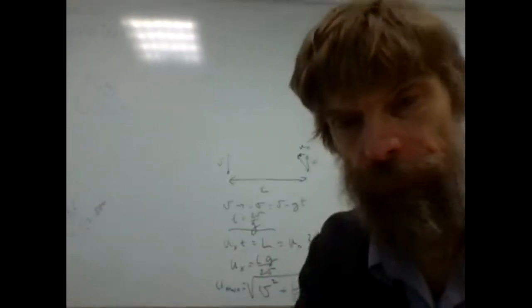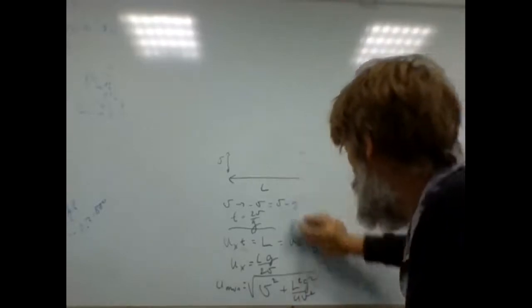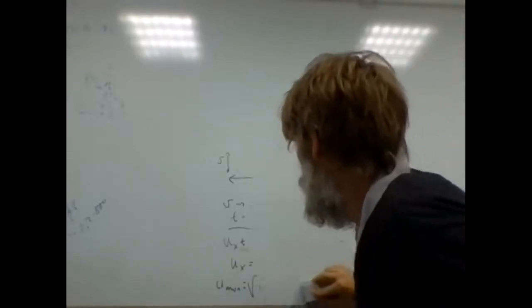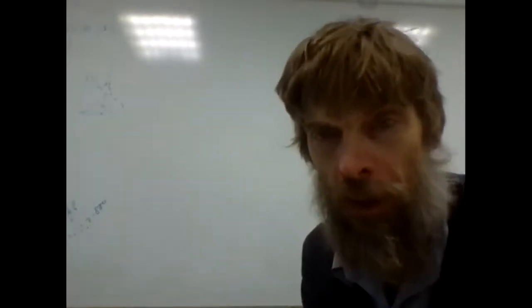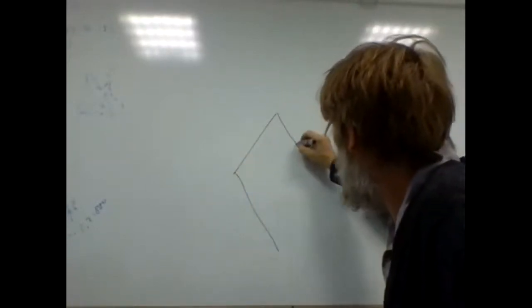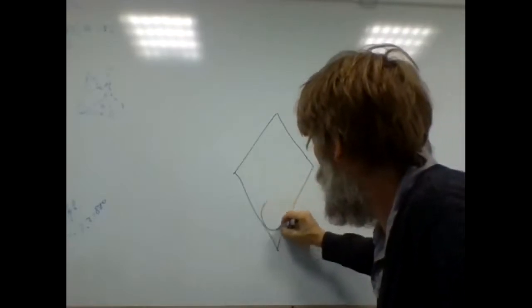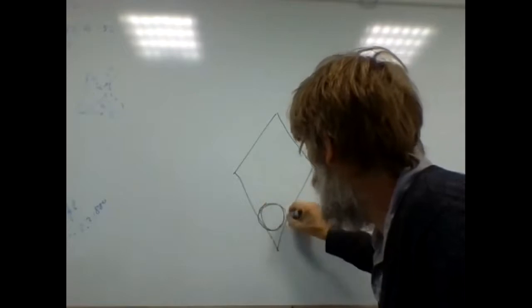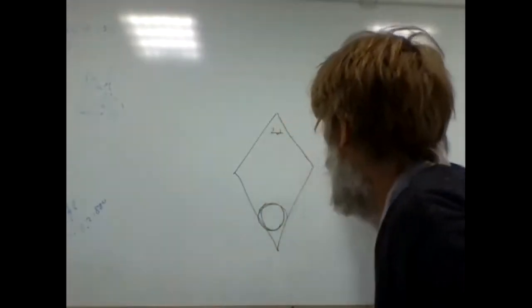Next one. And next one is the rhombus. And here we have a ball. And then we have 2 alpha here.